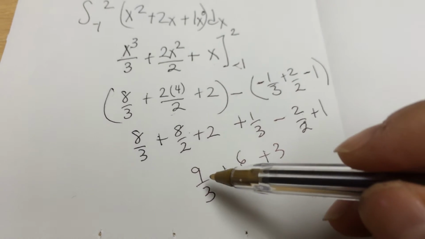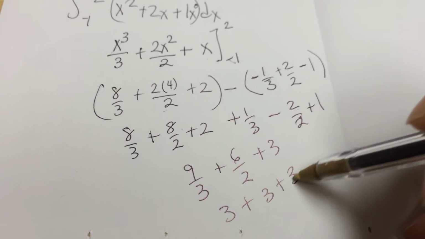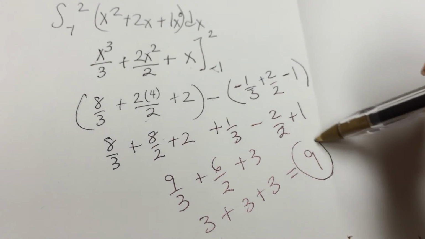Okay, so now I can simplify. 9 over 3 is 3. 6 over 2 is 3 plus 3. So that should give us 9 as the final answer right there.